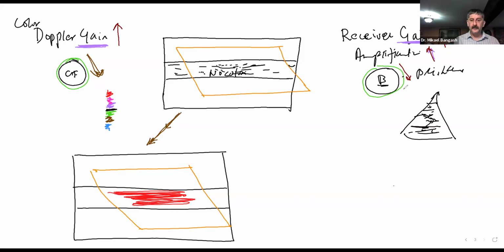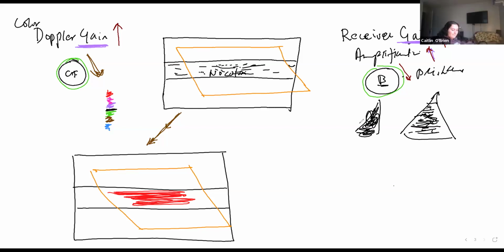Just like by increasing your brightness, you start seeing the reflections appearing on your image, which previously was pitch black. Did you guys get that? Good.